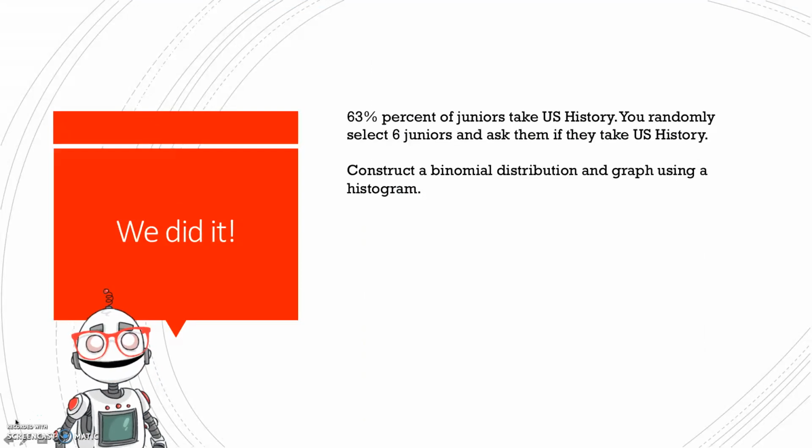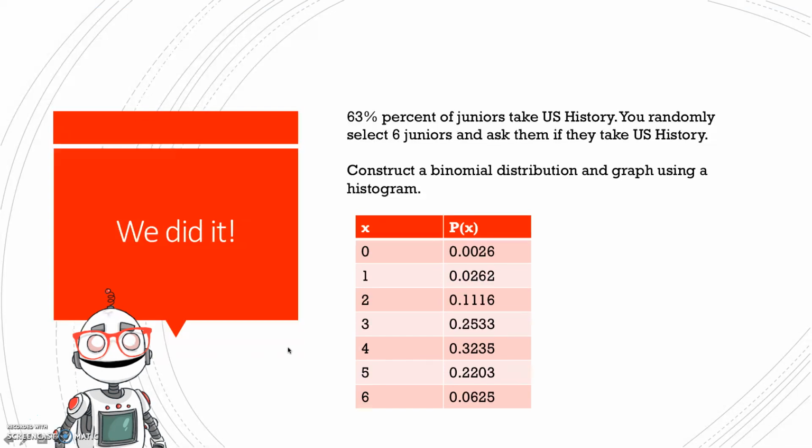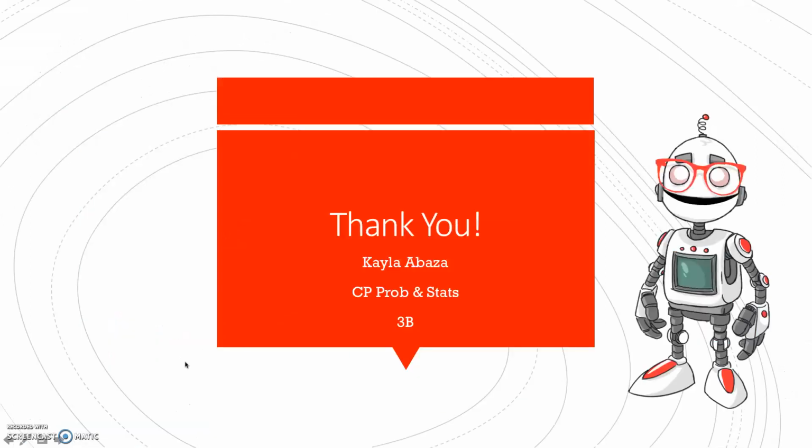We did it. In order to enter this as your answer, you would draw a T-chart and put in 0 through 6, rounding to about the 4th decimal place. Then you would draw out your graph right beside that, and that's how you would answer that question.